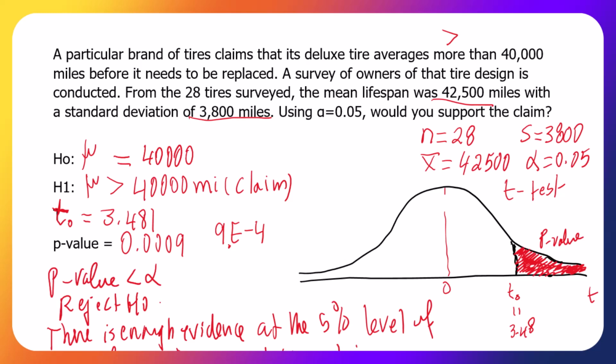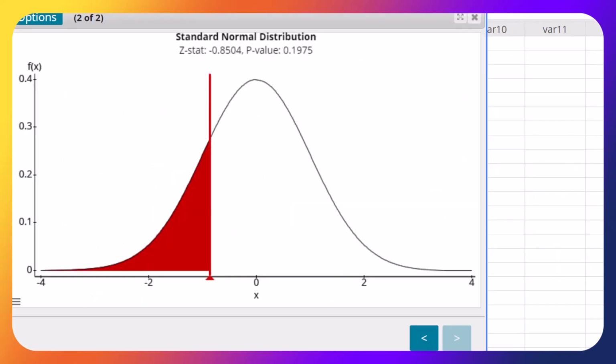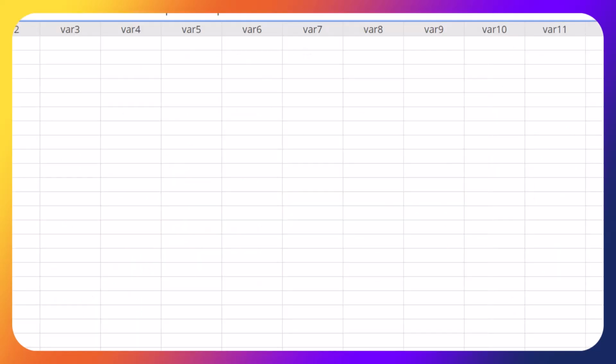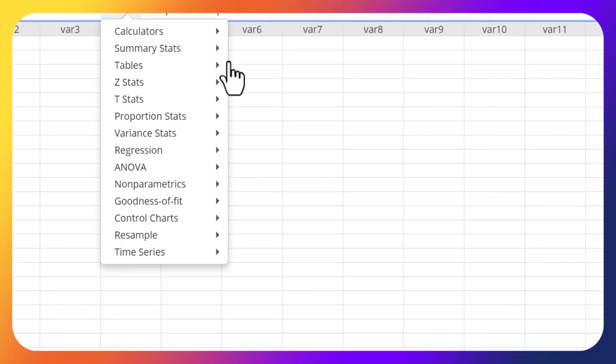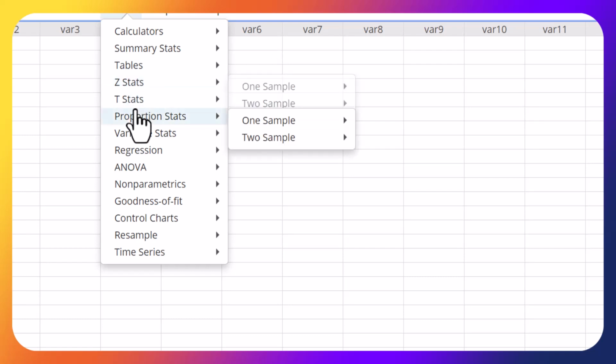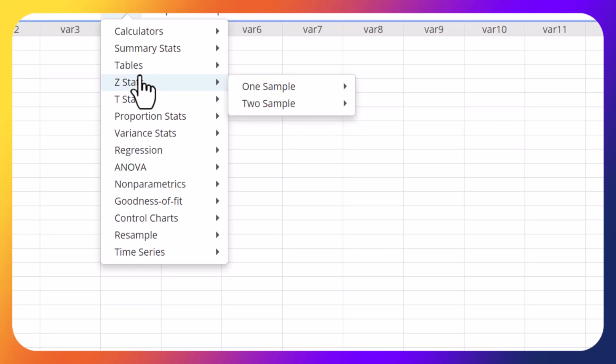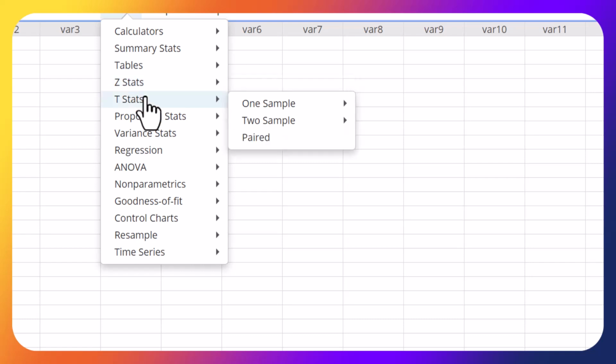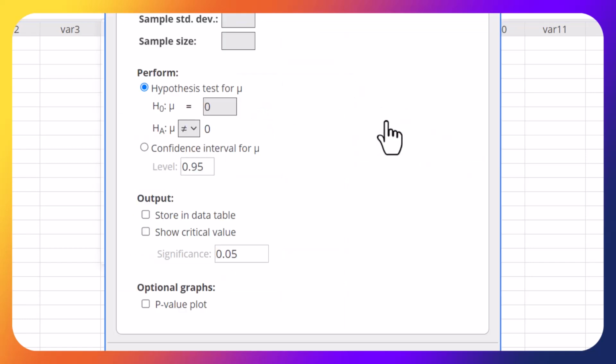Now, how can we do this using Statcrunch? Let me get Statcrunch, guys, and show you how to do that. All right, so I'm going to close this, go to Stat. Now when you test the mean, you have two choices, either Z-stats or T-stats. Let me tell you when to use each. You use T-stats if he provides you with the sample standard deviation. You will use Z-stat if he gives you the population standard deviation. So in our case, it's going to be T-stat, one sample with summary. Okay, sample mean was what? 42,500.